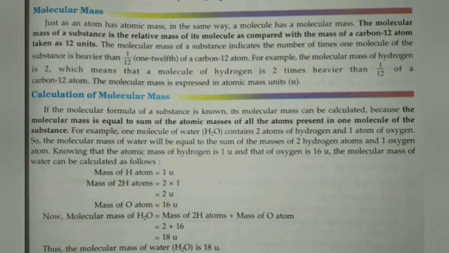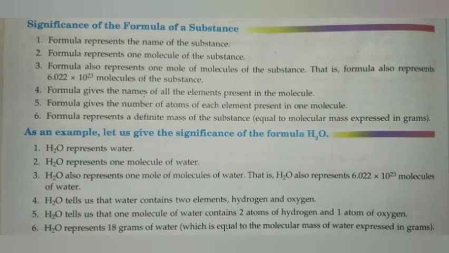which is equal to 18 units. In this video of class 9 atoms and molecules chapter, we are going to study the significance of the formula of a substance with an example. The first point says the formula represents the name of the substance. For example, H2O represents water.